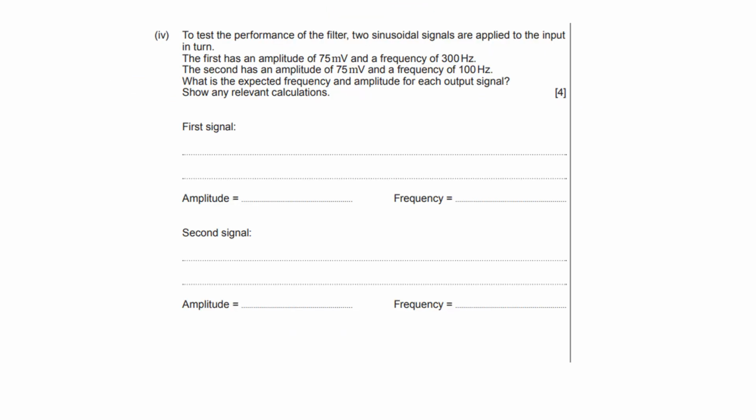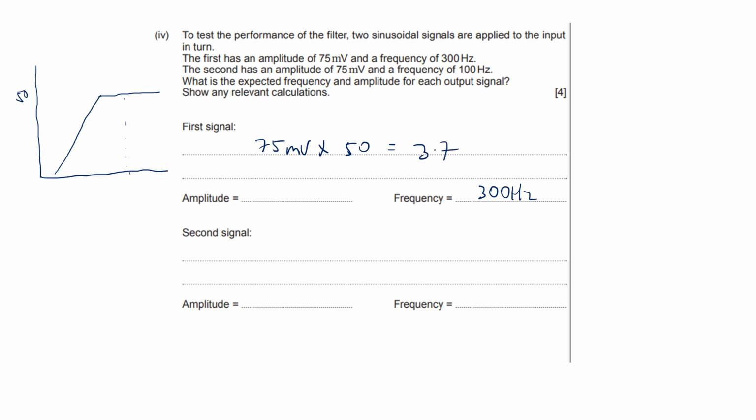Okay, so from the previous page, perhaps I should have brought this one over, so I do apologise. From the previous page, you had a shape like that. If you have 300 Hertz, you're around here, the gain would still be 50. So for the 300 Hertz, V in times gain equals V out, so 75 millivolts times your 50 should equal 3.75 volts.